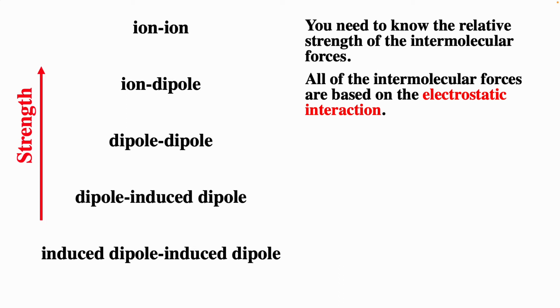And you need to know the relative strength of the different intermolecular forces. And so again, remember ion-ion is the strongest, then ion-dipole, then dipole-dipole. Hydrogen bonding is above dipole-dipole, then dipole-induced dipole, then induced dipole.